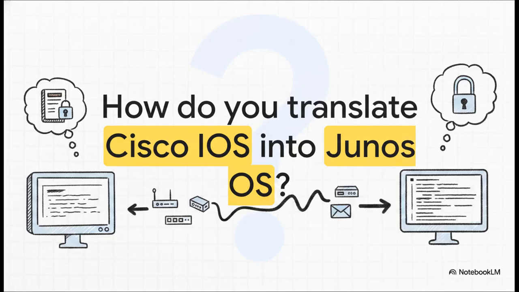OS. Because, let's be honest, learning a new command line interface can really feel like trying to speak a brand new language. It's totally normal to feel a bit intimidated. But here's the secret. While the vocabulary might change, the underlying grammar, the core networking principles of routing, switching, and packet forwarding that you already know remains exactly the same. So let's explore how we map those Cisco commands you know by heart over to their Junos OS equivalents.